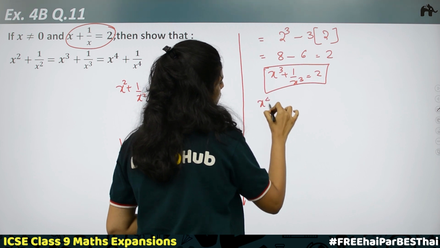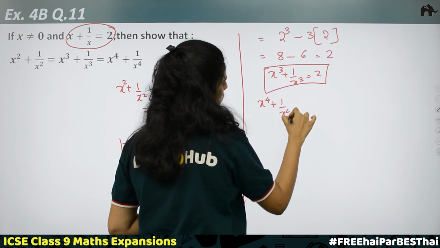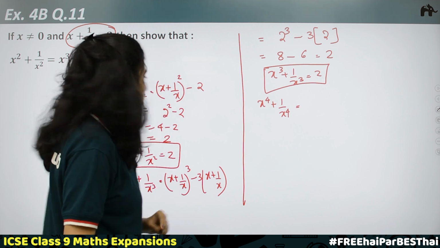Next, x raised to 4 plus 1 by x raised to 4. What is x raised to 4 plus 1 by x raised to 4?